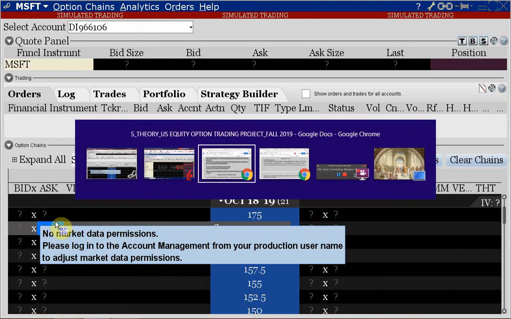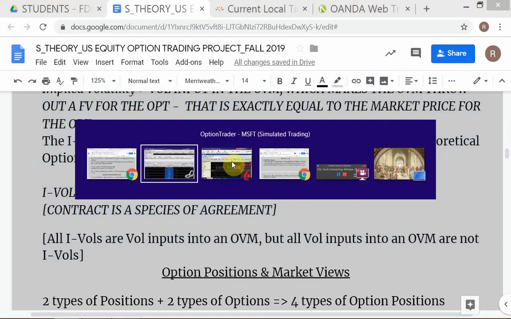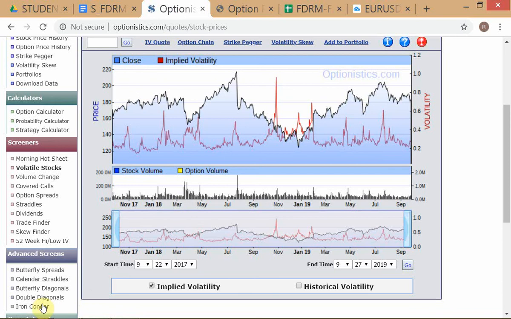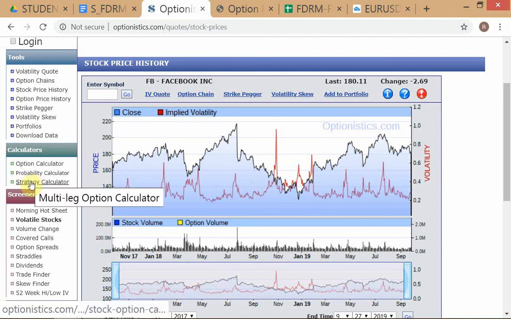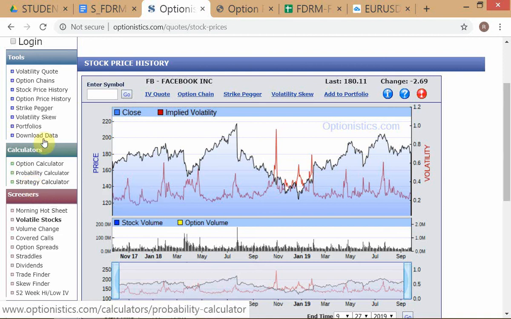So here what you have in this chart is a display of Facebook stock prices. This black stuff here, this sort of area chart, this is known as an area chart. This is an area chart of Facebook stock prices, and the red line is the IVOLs. So along with the stock prices, they've plotted the IVOLs.